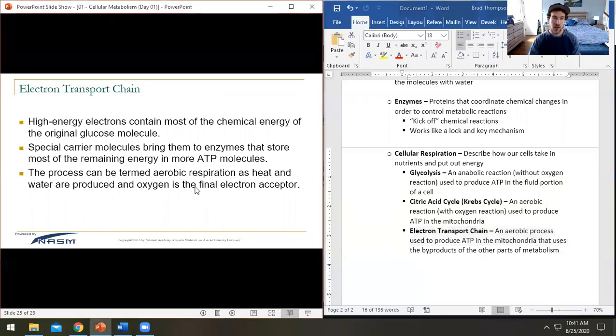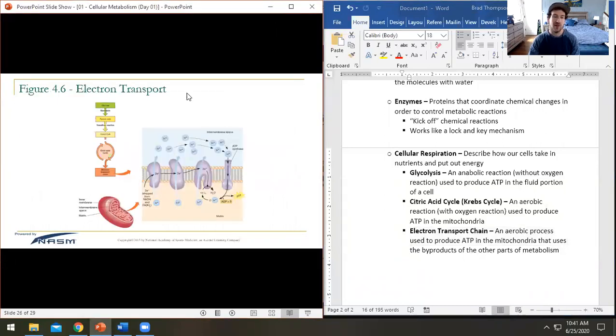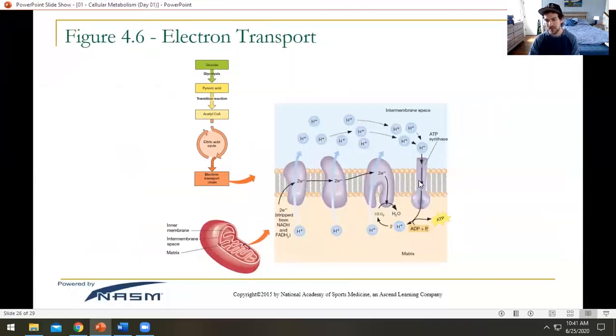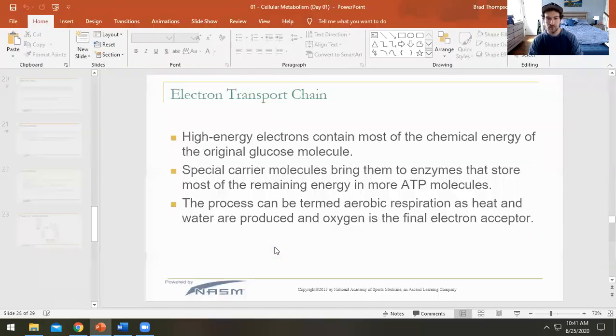This is where, oh, I didn't know I had a picture coming up. There's ATP synthase. So it goes through these little pumps right here and then works its way through ATPase, resulting in a whole bunch of ATP.